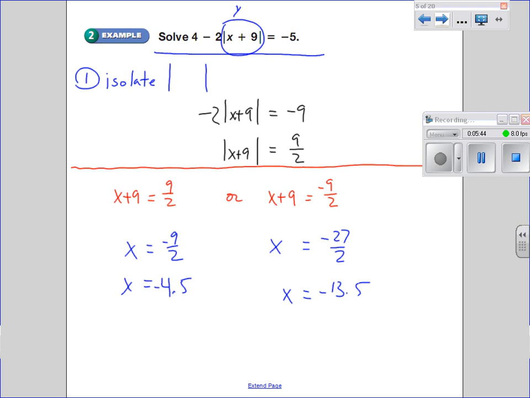So my two possible answers are negative 4.5 and negative 13.5. Again, I'll leave it to you to go ahead and check those two answers. In other words, you would plug those back in the original setting, and left side should equal right side. Now at this point, I'm going to try this.